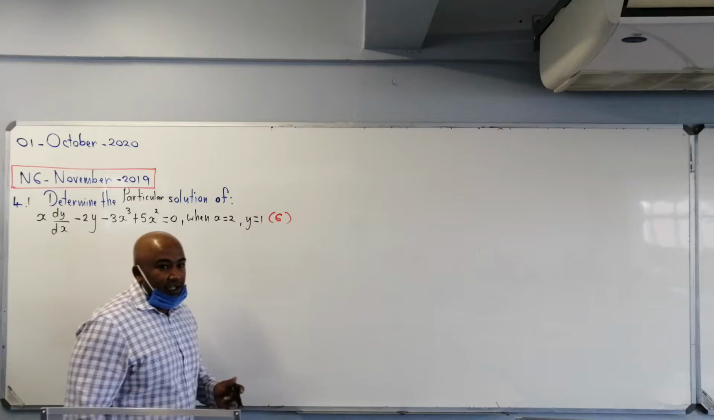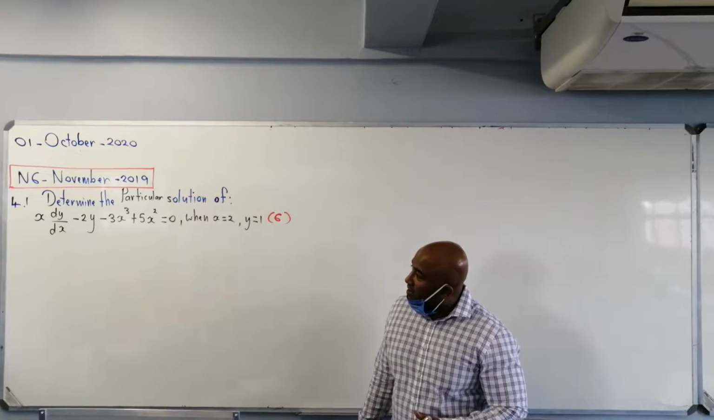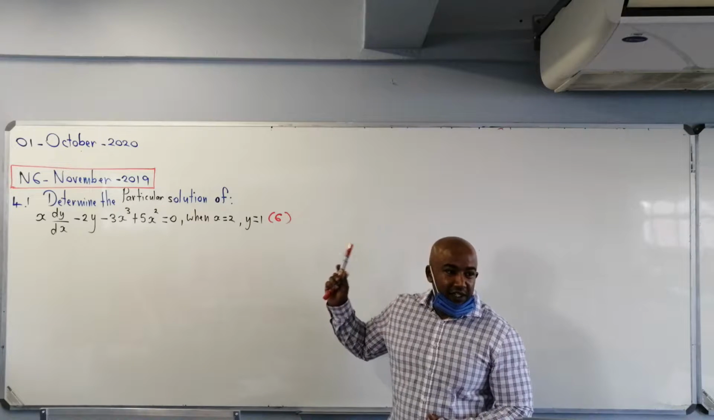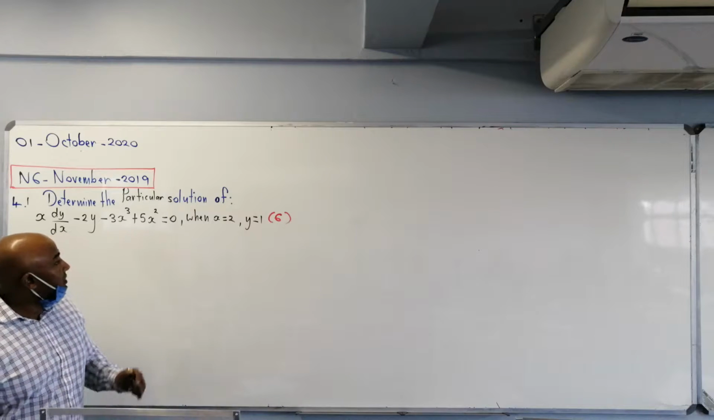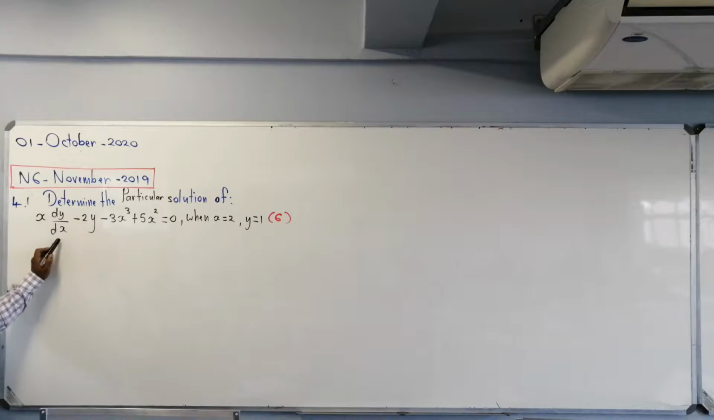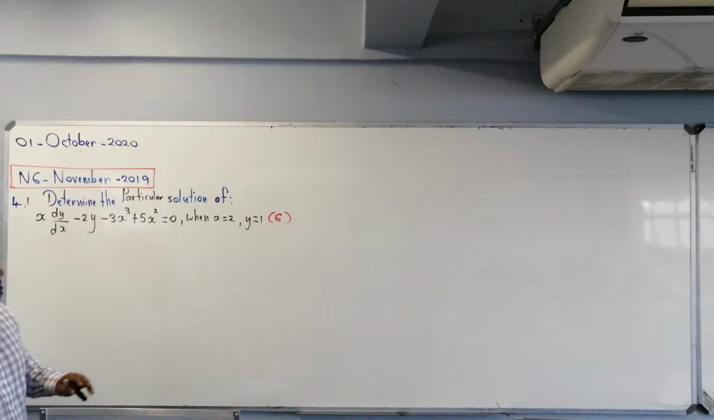Let's have a look at this exam question. This is November 2019. So we're dealing with first order linear differential equations. How do you know it's first order? You can see dy over dx, first derivative. Okay. So this one is 6 marks.